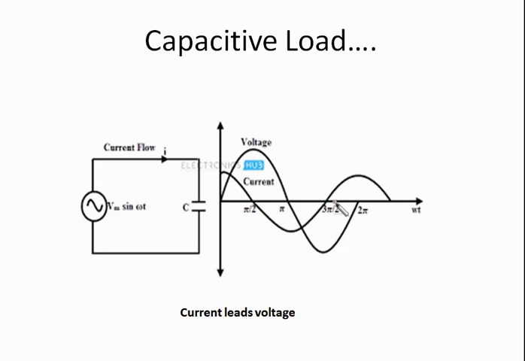The example of capacitive load are capacitors, radio circuits, etc. The capacitors are used to improve the power factor, because in case of inductive load, a lot of current is drawn because the current lags the voltage. So capacitive load is used to improve the power factor.